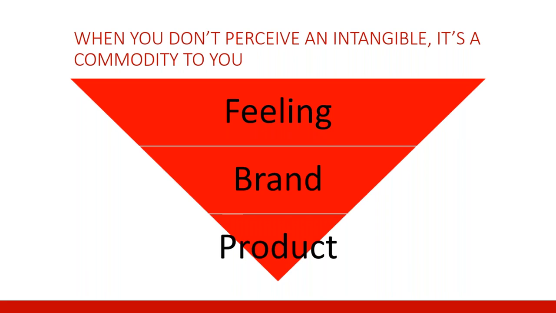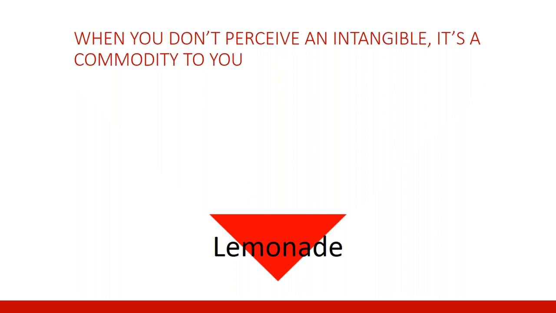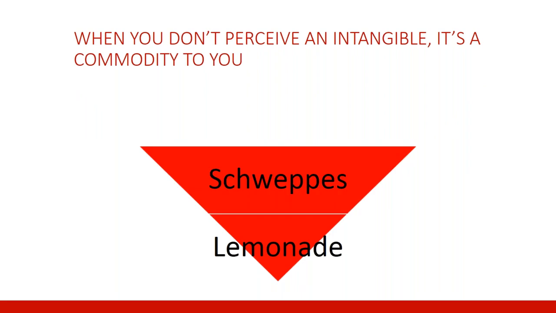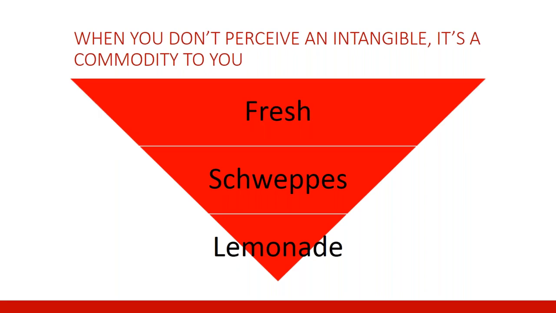So if we want to look at an actual example, if I said lemonade, you might say Schweppes or Sprite. Let's go with Schweppes. So lemonade is the commodity, Schweppes is the brand, but the reason I choose Schweppes over something else is the feeling, and that feeling is because it's fresh. I love the bubbles and the sweetness. It doesn't have a lot to do with the taste anyway. It's got more to do with how it feels when I buy it. When I go into the supermarket and I want a lemonade, I'm going to choose Schweppes because of how it makes me feel, definitely not because of price, or generally not.